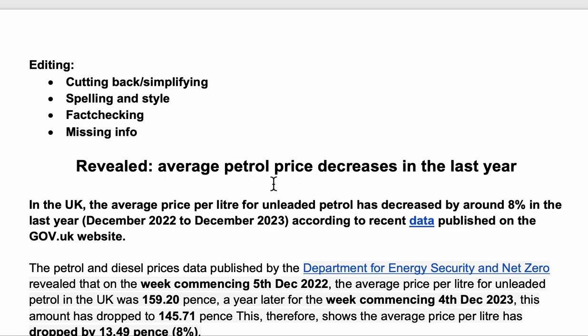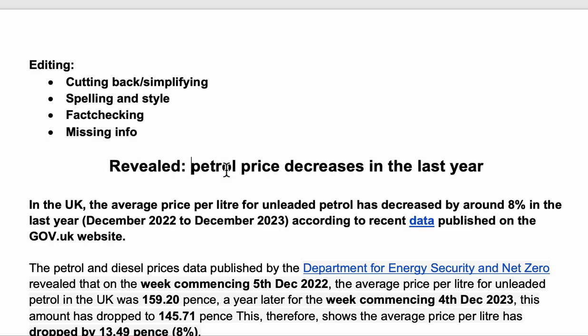The headline doesn't have to give every piece of detail or every specific, because the article will fill in those extra pieces of context. It will tell us that we're talking about unleaded petrol. It will tell us what the specific period is. We can add extra information there as well. Even average, we can take that out. Decreases.